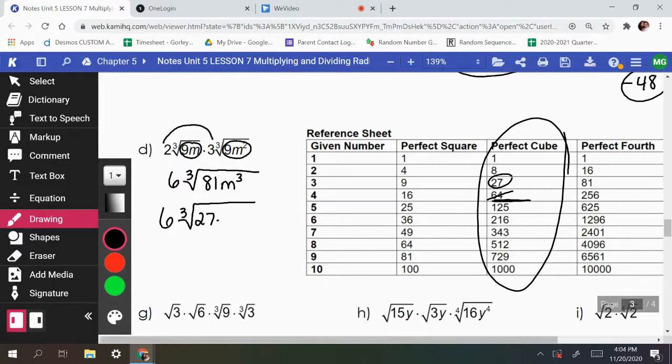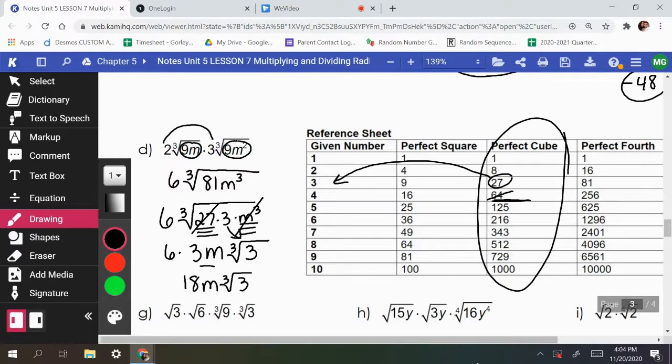27 times what would be 81? That'd be times 3, where 27 is a perfect cube. And then m cubed is also a perfect cube, right? M times m times m is m cubed. Simplifying, we get 6 times, let's see, that would be 3. And the cube root of m cubed is m. And then underneath the cube root, we're going to have to keep that 3 under there because it is not perfect. So I end up with 18m times the cube root of 3. Okay, wonderful.